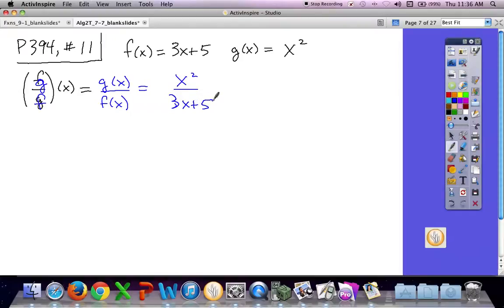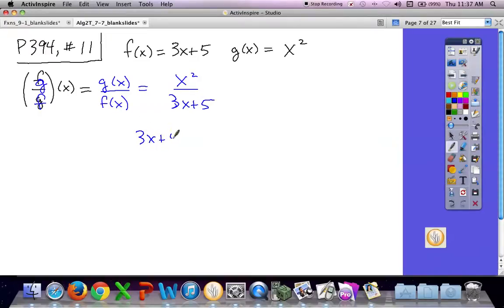The hard part is, what's the domain? And remember, the domain are the values of x that we can plug in that don't lead to divide by 0 or square root of a negative. In this case, definitely possible that we could divide by 0. So we need to know, well, what value of x would make this denominator equal 0? So I'm going to solve this equation.